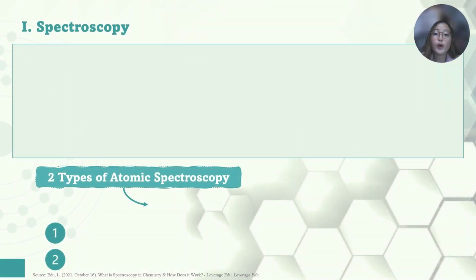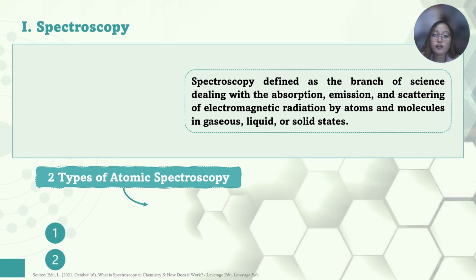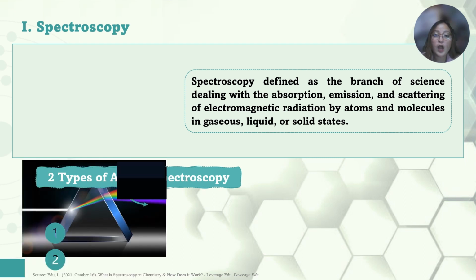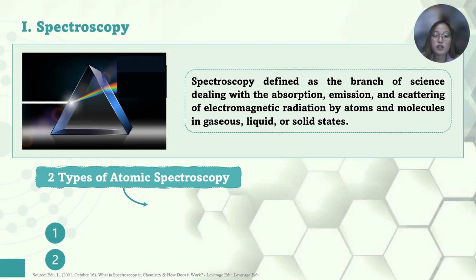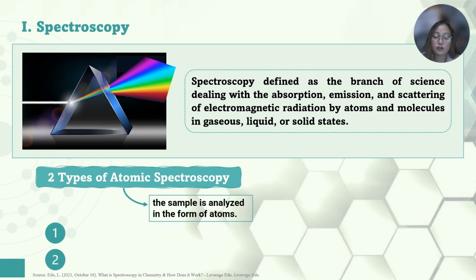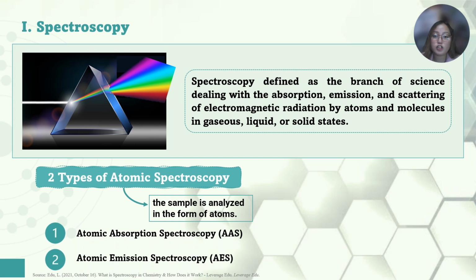So first, what is spectroscopy? Spectroscopy is an advanced analytical technique focusing on the absorption, emission, and scattering of electromagnetic radiation by atoms and molecules, allowing qualitative and quantitative information about the interaction of matter with electromagnetic radiation. When radiation meets matter, the radiation is either absorbed, emitted, or scattered. Atomic spectroscopy was the first application of spectroscopy developed, and it can be split into atomic absorption and emission spectroscopy.